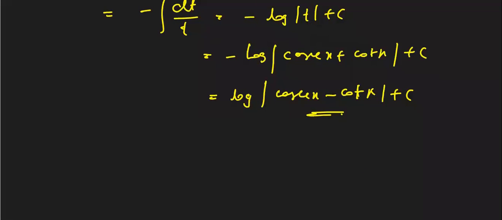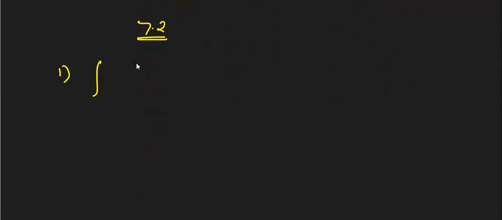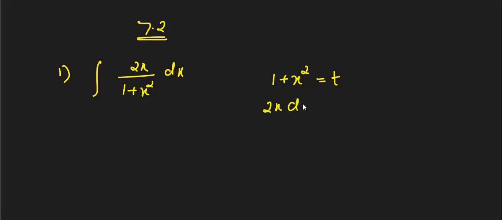Now we'll consider problems from the exercise 7.2. Consider first question in that. Integral 2x by 1 plus x square dx. So remember, whenever you have a function like this, use the substitution term from the denominator, that is 1 plus x square equal to t. Differentiate this, we'll get 2x dx, that is equal to dt.